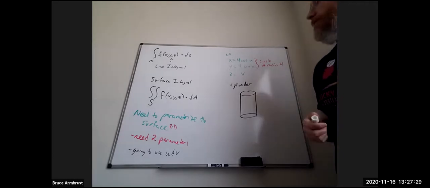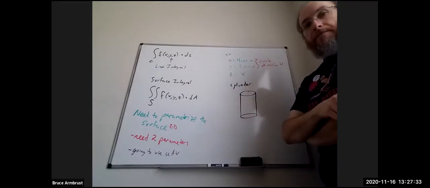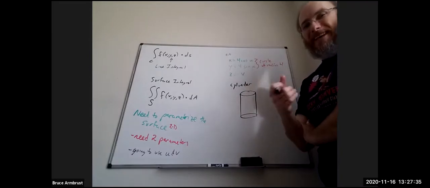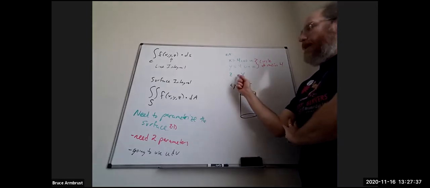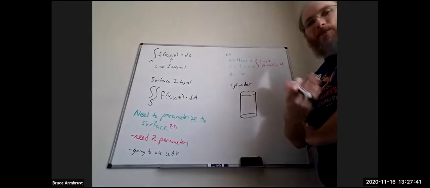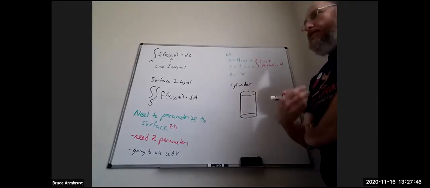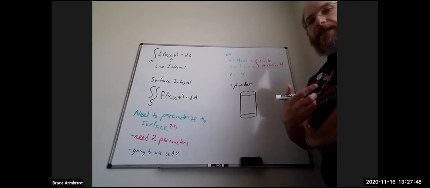Now, this one was kind of nice because the one parameter didn't affect the other, right? The v only came into play with the z coordinate, and the u's only came into play with the x's and y's. There wasn't a lot of crossover. But this is the general idea of parameterization.